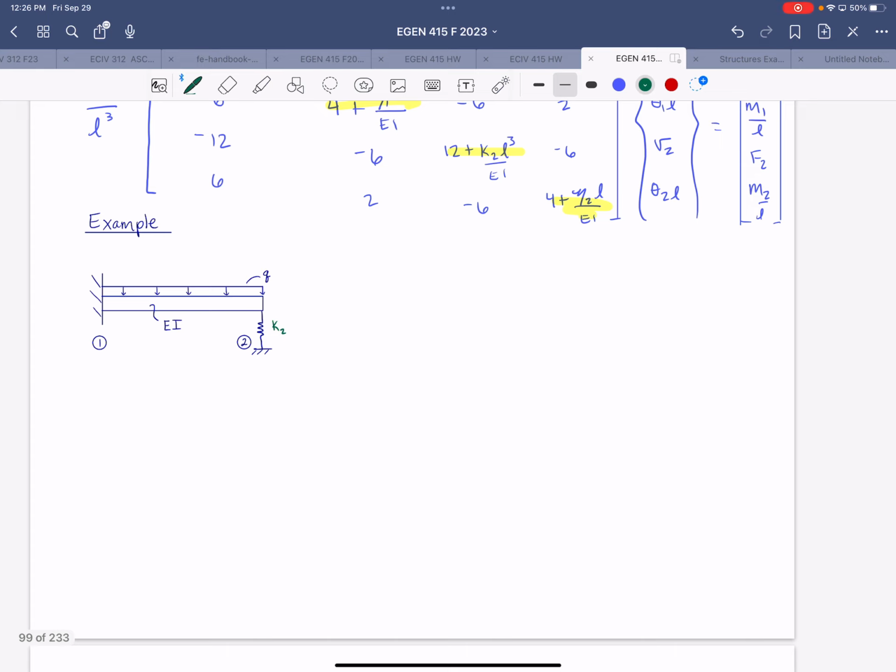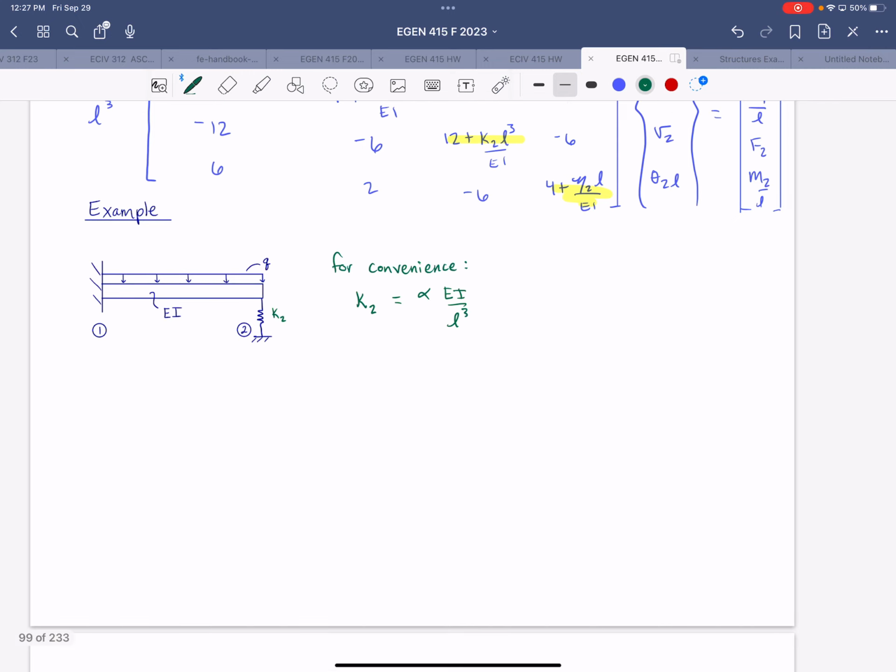So I'm gonna say for convenience, let's express K2 in terms of EI and L. So we'll say it's equal to some constant alpha times EI over L cubed. All right, and when we get to actually solving the problem, we're going to assume a value for alpha. In your homework or on an exam, you would be given a value for alpha, okay?